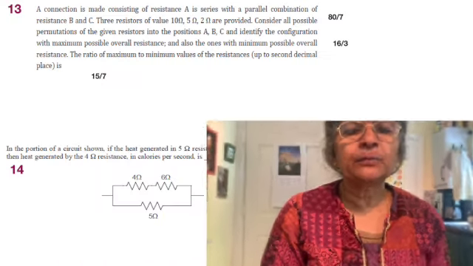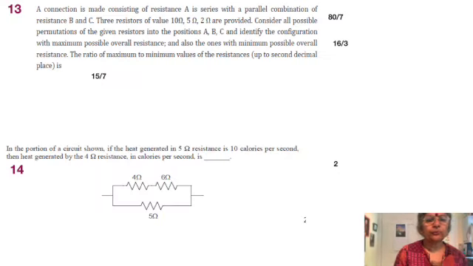The last of the problems: here we have a connection consisting of resistance A in series with a parallel combination of B and C. So we have the picture of A connected with B and C in parallel. Three resistors of value 10 ohm, 5 and 2 are provided. Consider all possible permutations of the given resistors into the positions A, B and C. Identify the configuration with maximum possible overall resistance.